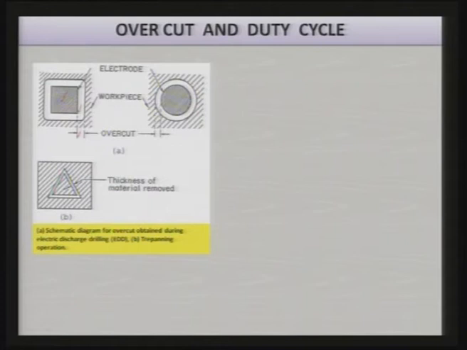This is the radial overcut, that is, the gap or the distance in dimension on one side between the electrode and the machined cavity, and if you take the whole of it, then it becomes double if it has the same overcut on both sides. You can see the same thing here when a cylindrical or circular hole is being drilled, where the overcut is shown. Or there can be a trepanning kind of operation, where again you can see the overcut represented by the thickness of the material removed.